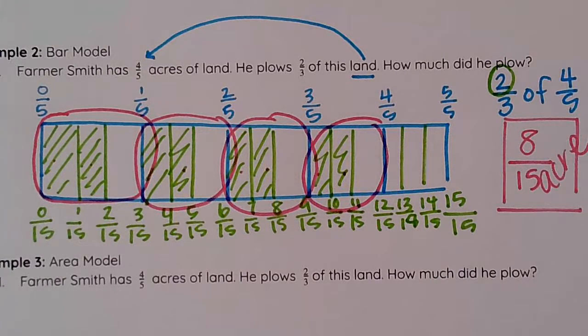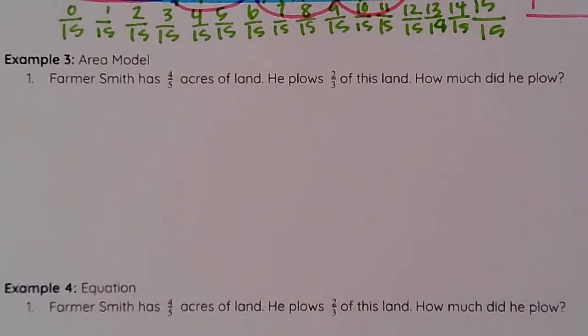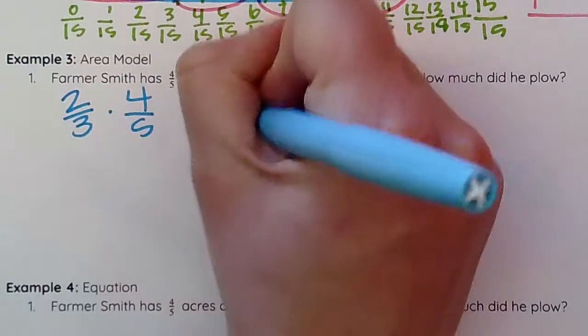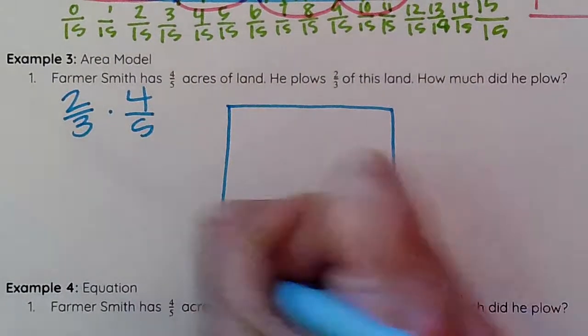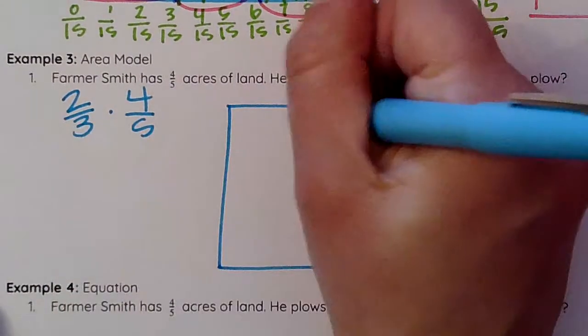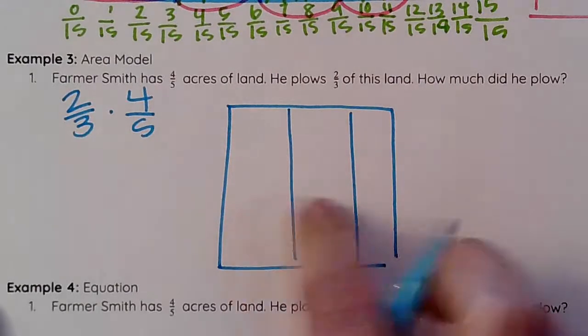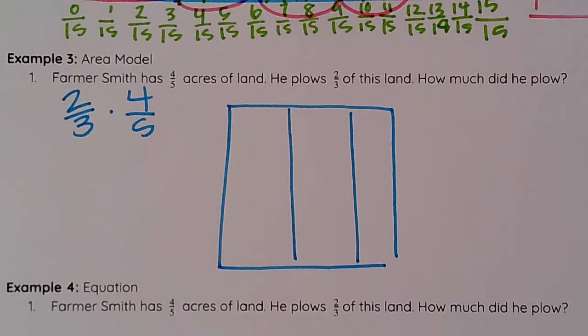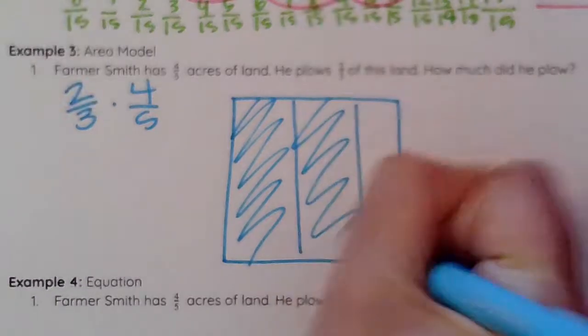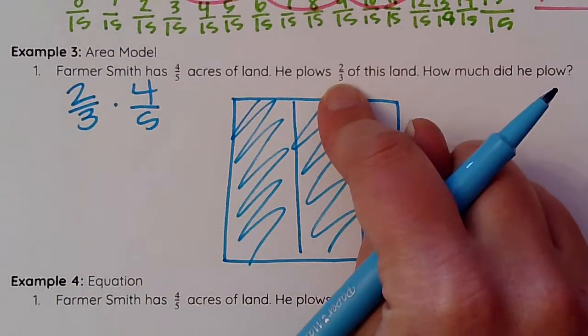All right. So that's one way to model how we get our product in fraction multiplication. I'm going to show you another model that we can use, and that's called the area model. So again, I'm going to use the same equation, 2/3 times 4/5. So I'm going to go ahead and make an area model. Up here, I'm going to break it into 2/3. I broke this into three parts. I am using 2 of those parts. Okay, he plowed 2 of those 3 parts.